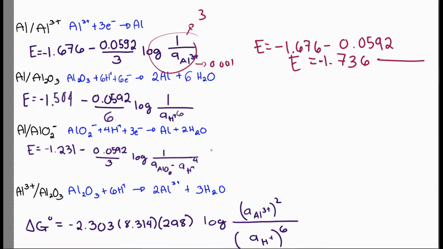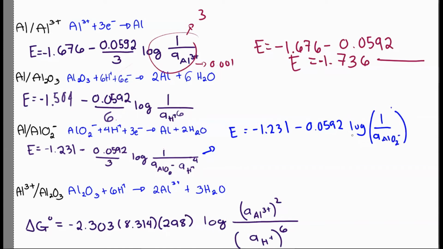Now let's look at Al, AlO2 minus here. For this one, we have E is equal to negative 1.231 minus 0.0592 times the logarithm of 1 over the activity of AlO2 minus times the activity of H plus raised to the 4. So this will become log of 1 over AlO2 minus plus logarithm of 1 over H plus raised to the 4. I just used yung products inside the logarithm will become addition or sum.